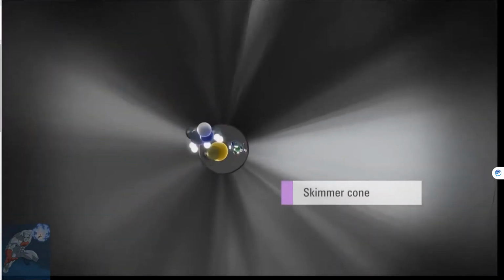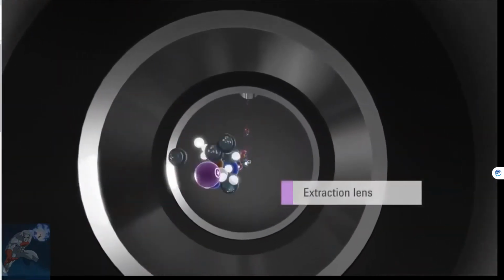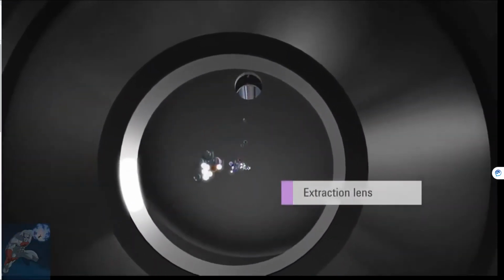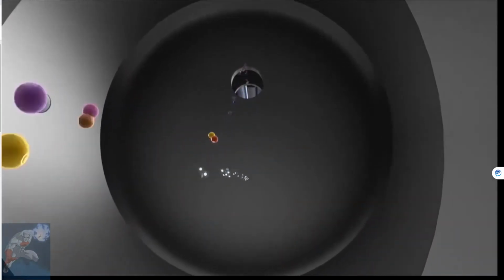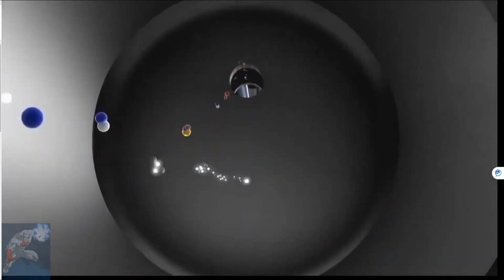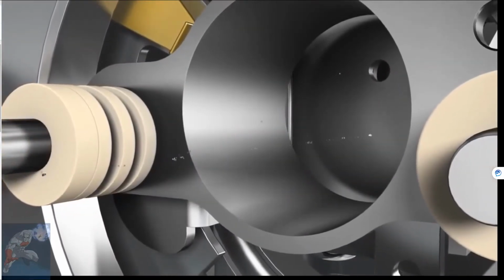Ionized sample atoms, or ions, now have an overall positive charge. Unionized atoms and stray light can be filtered from this ion stream using a set of lenses that bend, steer, and focus the ion stream into the analyzer vacuum chamber.